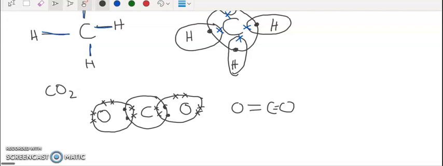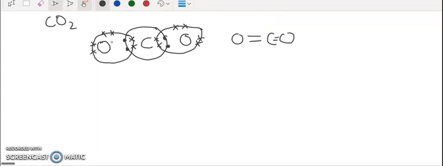Now that we know the type of bonding that occurs when each atom provides the other atom with an electron, and in turn they get electrons from the other atom, there is another type of bonding which is called coordinate or dative bonding.